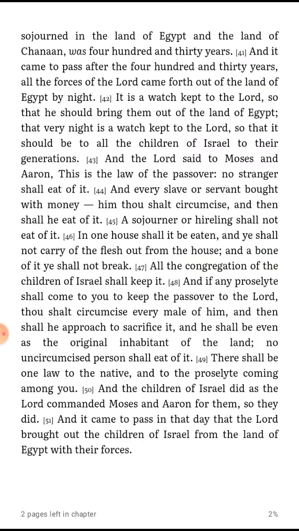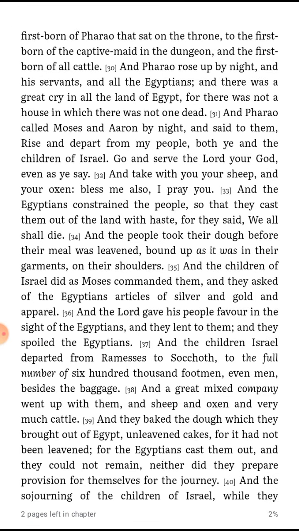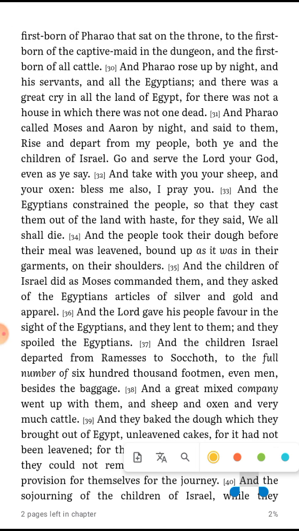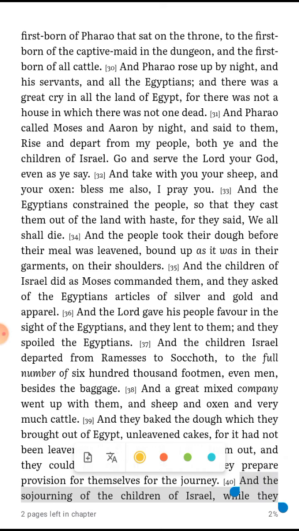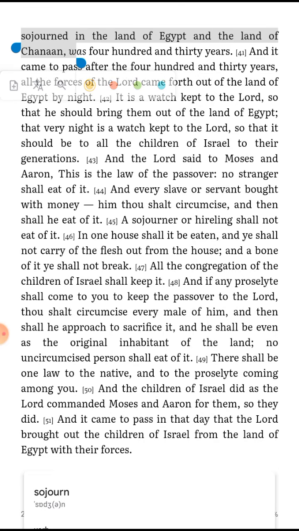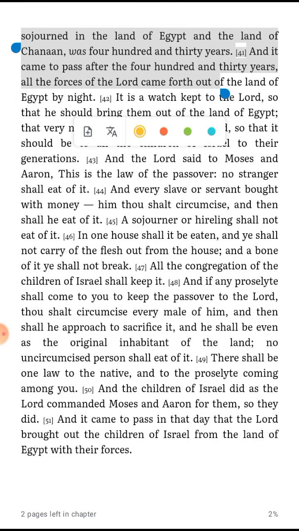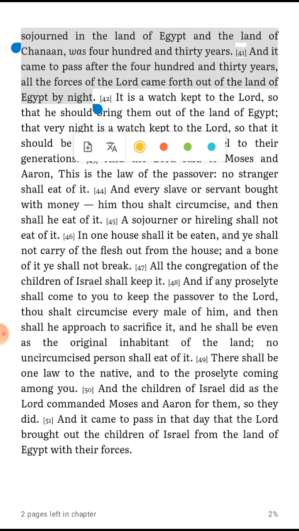So in the Septuagint version of Exodus chapter 12, beginning in verse 40, okay, we read this: "And the sojourning of the children of Israel, while they sojourn in the land of Egypt and the land of Canaan, was 430 years. And it came to pass, after the 430 years, all the forces of the Lord came forth out of the land of Egypt by night." So clearly the Septuagint includes their sojourning in the land of Canaan and the land of Egypt.